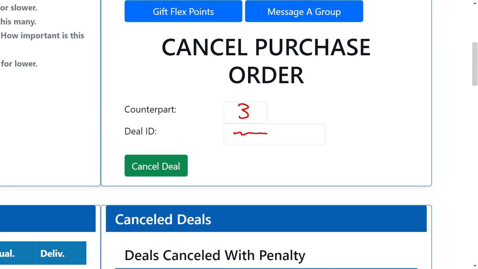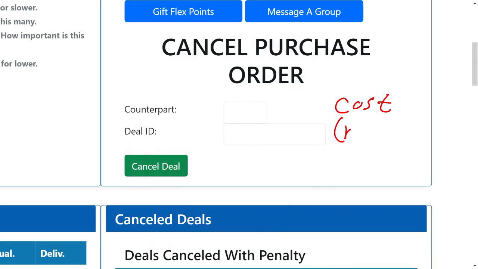And then here you need to input the deal ID. It must be the exact same as the number you sent, which is often a very long number. So be careful, it must be exactly the same. Then you go ahead and click cancel deal. And when you cancel the deal, that should be it. There may be a cost associated with canceling it, and we'll talk about that at another time.